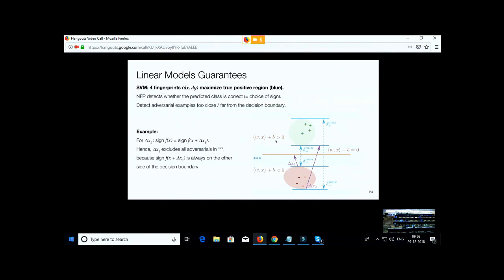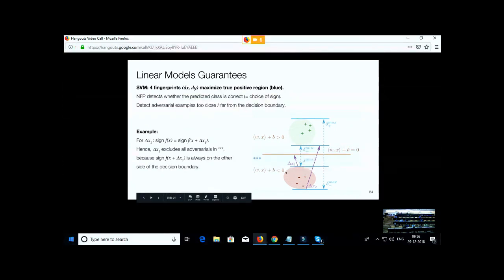So for binary classification, this fingerprinting mechanism just detects whether or not the predicted class, which is the sign basically, is correct. And it turns out that you basically can detect any adversarial examples that are too close or too far away from the data distribution.